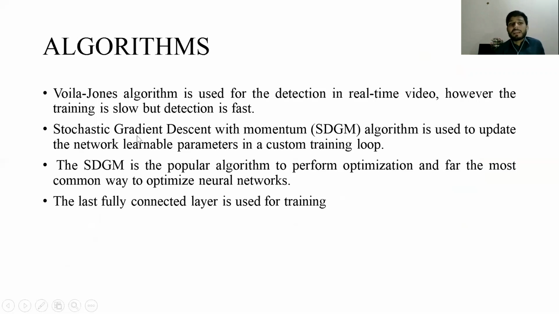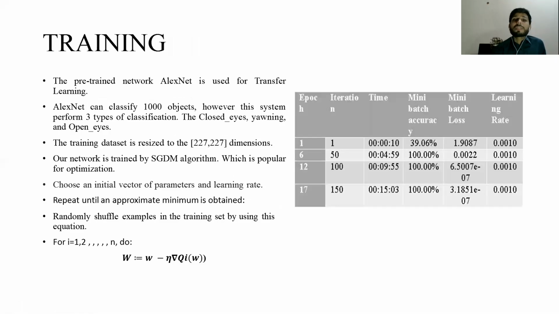And secondly, for training purposes, I have used the stochastic gradient descent with momentum algorithm. Basically, it is used to update the learnable parameters in a custom training loop. SGDM is a popular algorithm to perform optimization. As I have to classify three types of classes, and it is a fast algorithm, that's why I use the SGDM and the fully connected layer of the AlexNet.